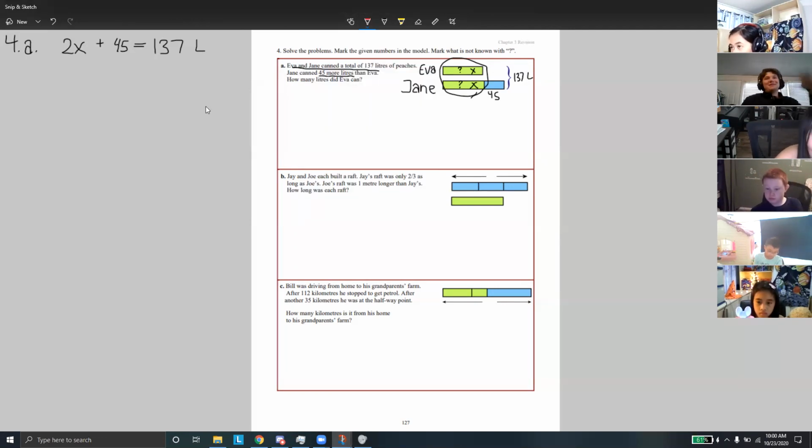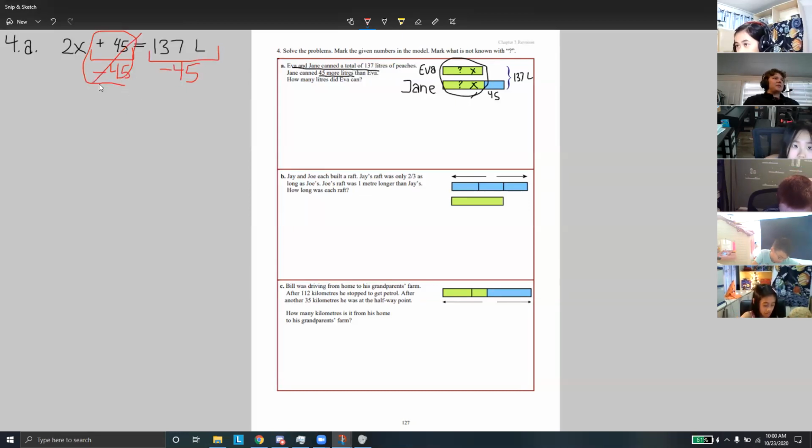We've solved this problem like a million times. So we have 2 times some number x plus 45. We want to get the x all alone, so we're going to get rid of this plus 45. The opposite of positive 45 is negative 45. We have to make sure to do that to both sides because we're balancing the equation. It has to be balanced. Plus 45 minus 45, nothing. 7 minus 5 is 2. 3 minus 4, can't do that. 13 minus 4 is 9. And then make sure we have our unit of measurement, liters. So 92 liters. And then we're going to drop whatever's left on the other side. So that's 2x. Everyone make sure you're writing this down.